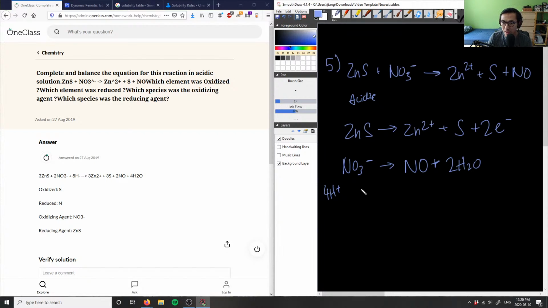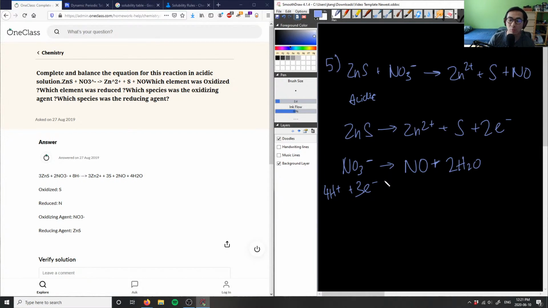And then for this side, this is a 0 charge here, and I have -1 plus 4, which is +3. So therefore, I'm going to have to add 3 electrons on this side. Sorry, this is a +3, so I have to make this a 0, which means I have to add 3 electrons to this side as well.